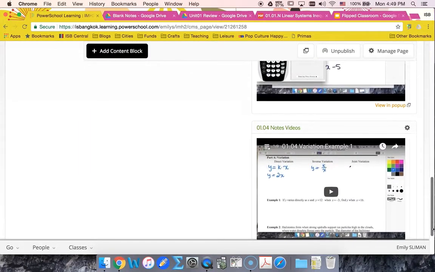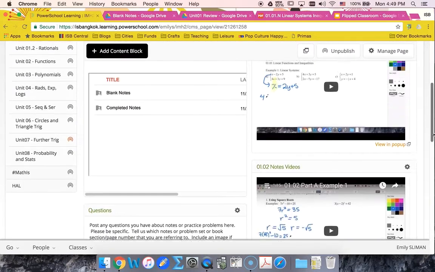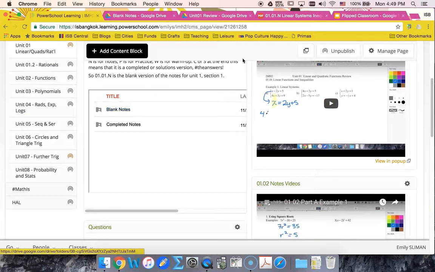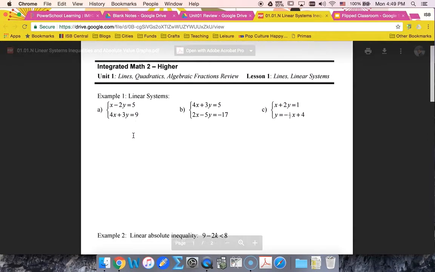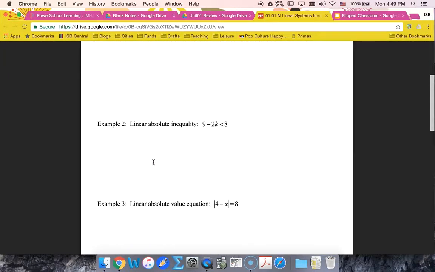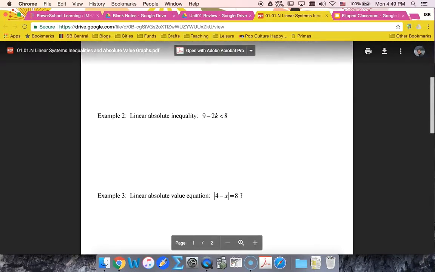And I haven't made the videos yet for lesson 3. I picked a bad example. Okay, so let's look at lesson 1. So you say, okay, I remember how to do this, I remember how to do this, but I don't remember what to do in example 3 here with the absolute values.